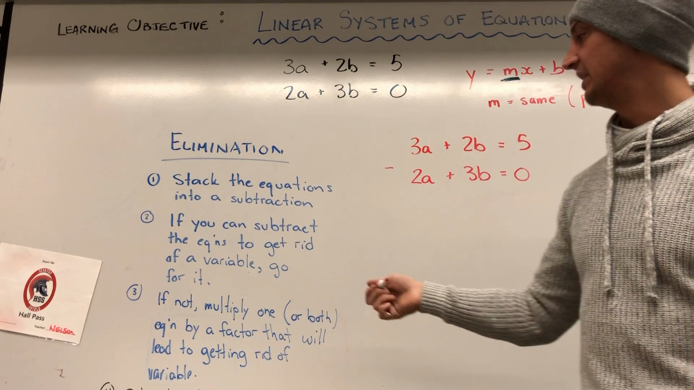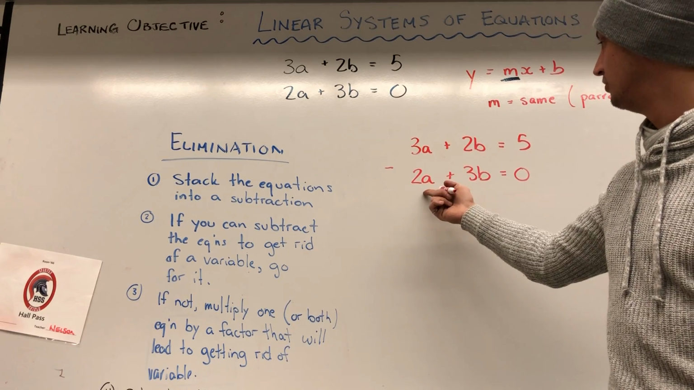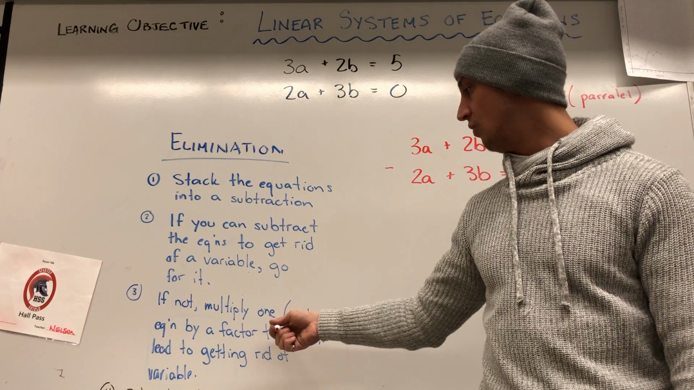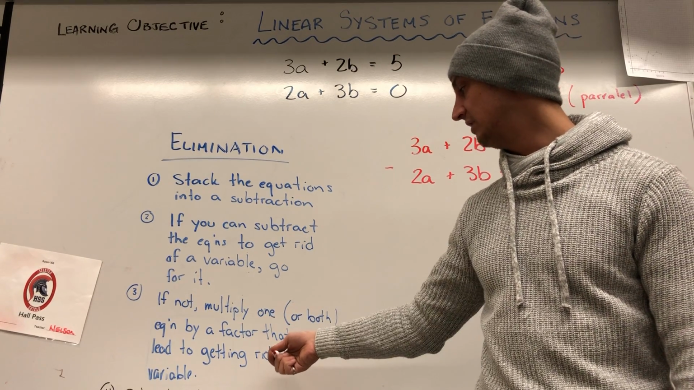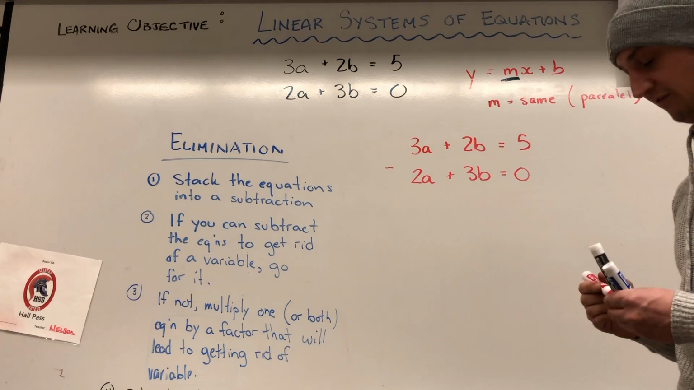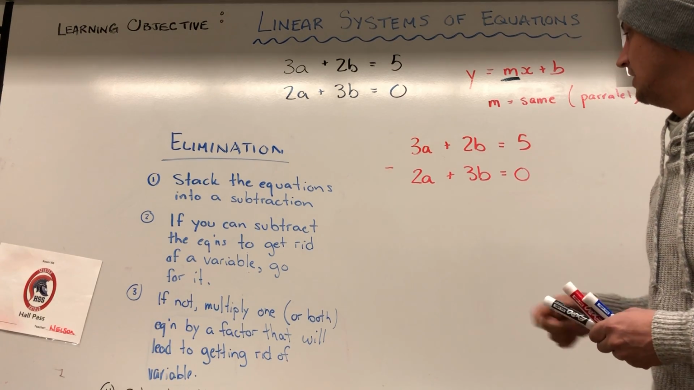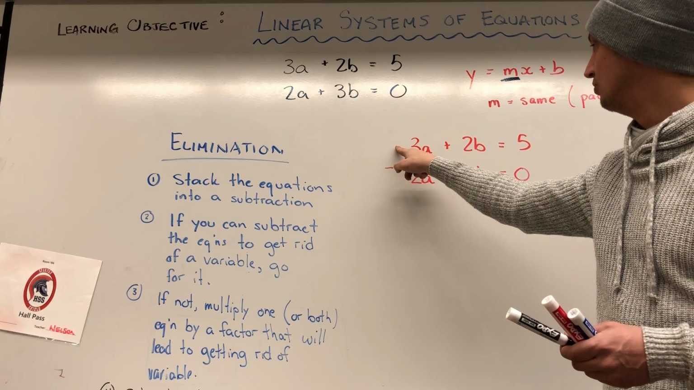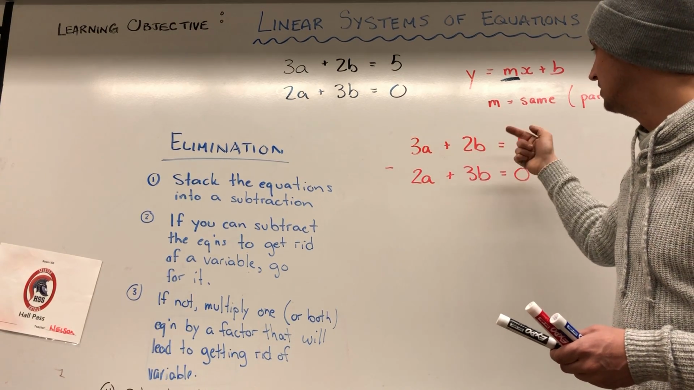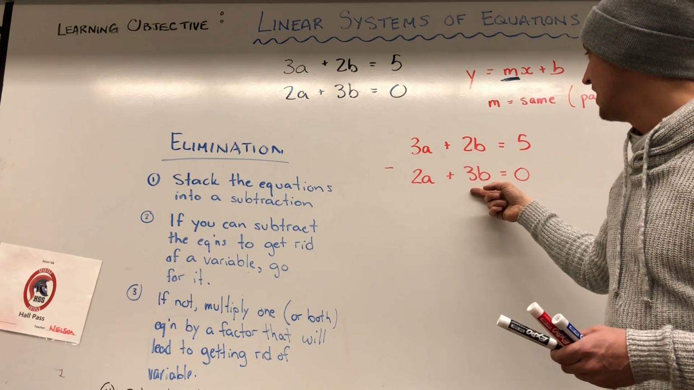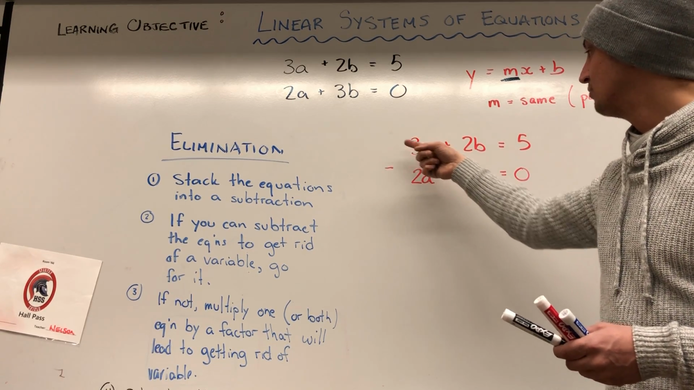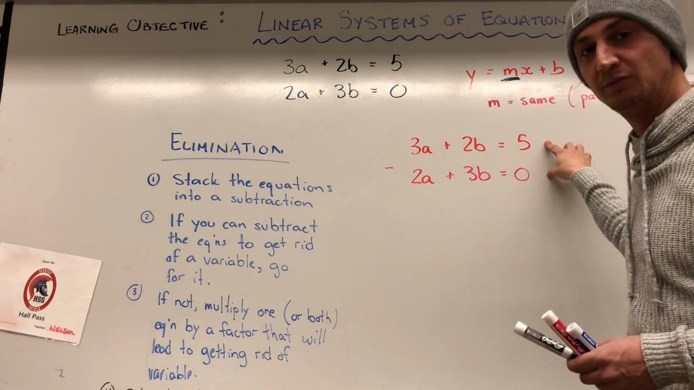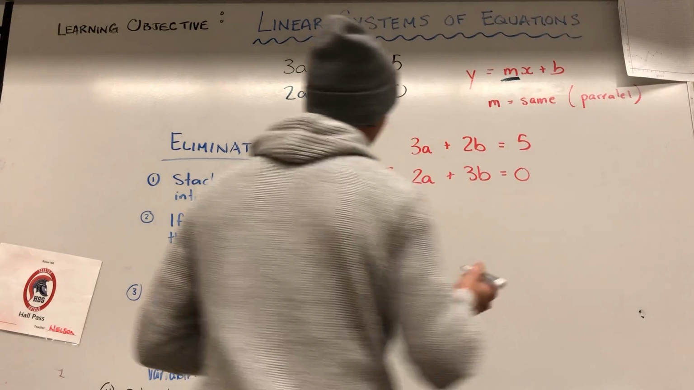If you can subtract the equations to get rid of a variable, go for it. Can I? 3 minus 2? No. 2 minus 3, that's not going to get rid of it. So if not, multiply one or both equations by a factor that will lead to getting rid of a variable. So this is what I was talking about before. If I multiply this equation by 2, this will give me 6a plus 4b. But I can't subtract that. I'm going to have to multiply both of these equations by different factors to get them to a point where I can actually subtract them.